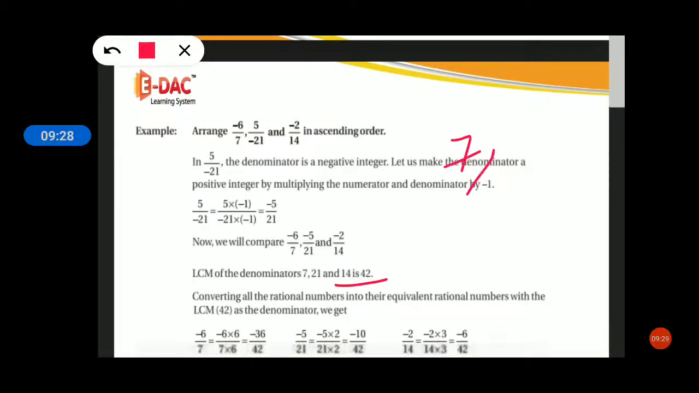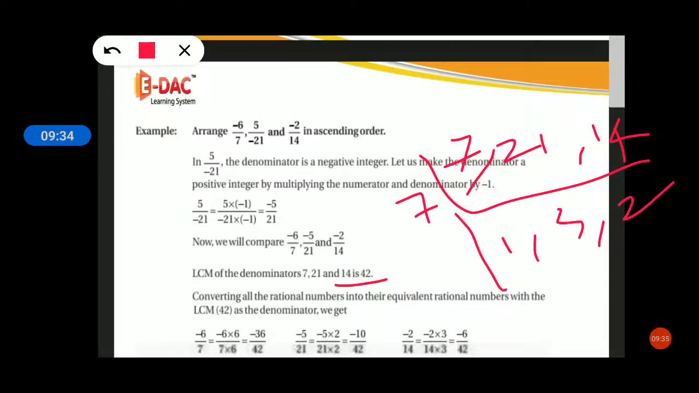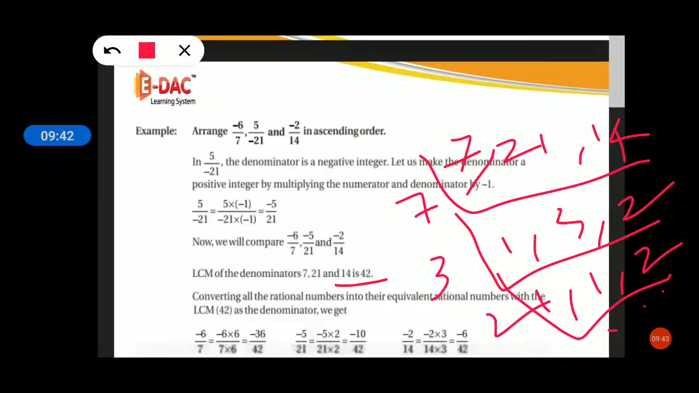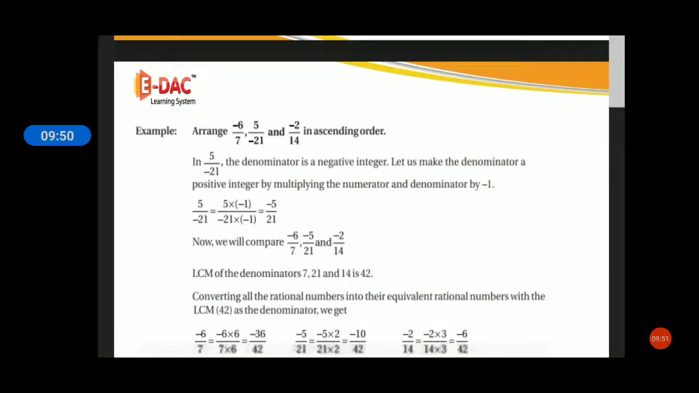That is 7, 21, 14. Just take the LCM. 7s are 1, 3s are 3, 2s are 2. Now again 7 3s are 21, 7 2s are 14. So again 1, 1, 2. Again 2 table, 2, 1, 1, 1. Okay. 7 into 3, 21. 21 into 2, 42. Understood students? So the LCM is 42. Understood? Now you just see this.